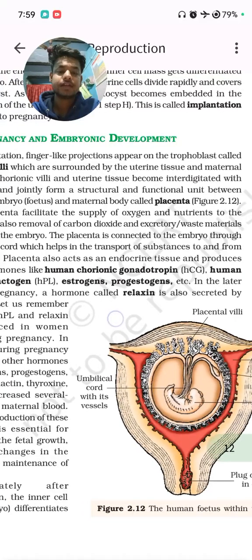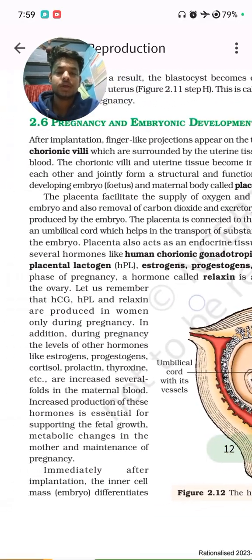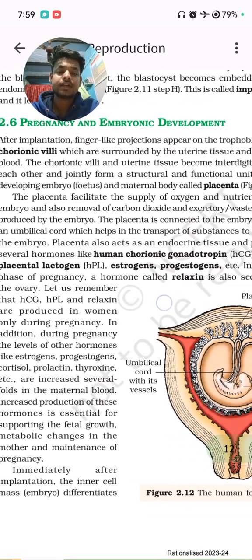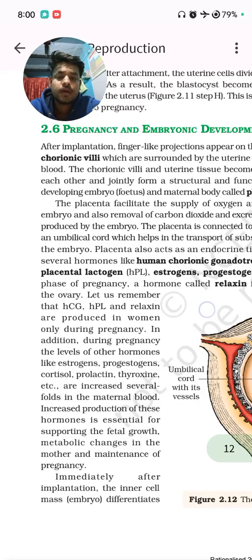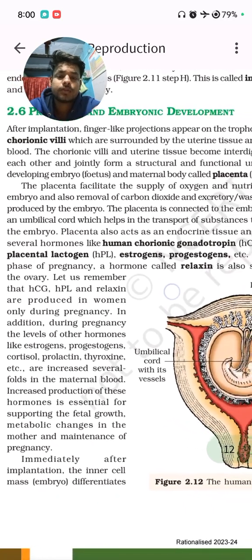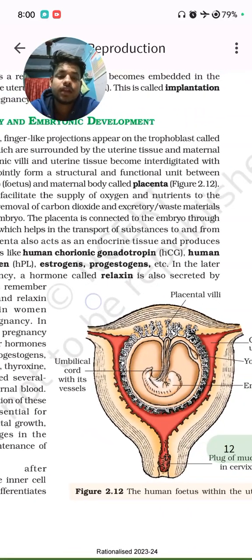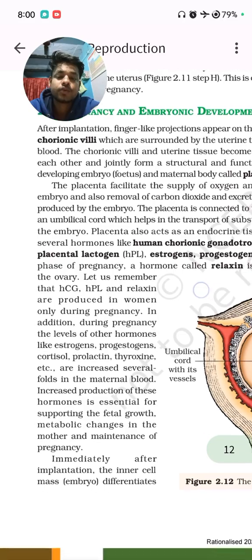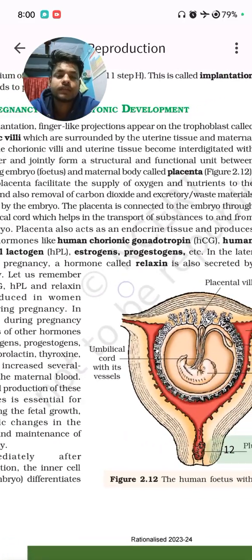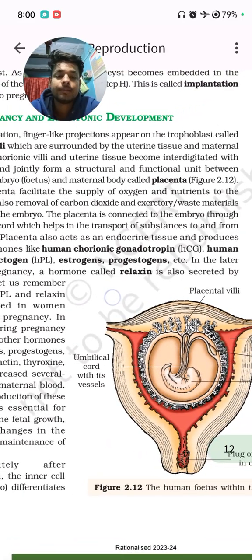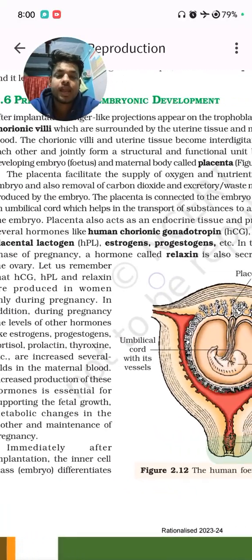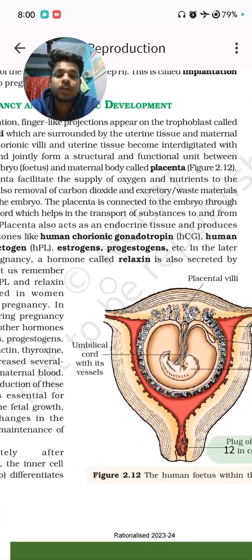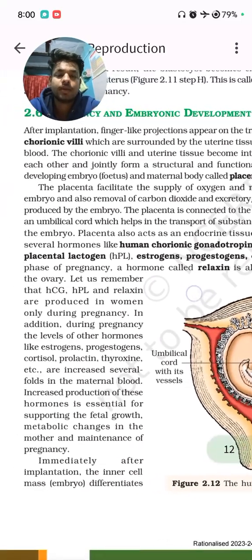placenta. Figure 2.12. The placenta facilitates the supply of oxygen and nutrition to the embryo and also the removal of carbon dioxide and excretory waste material produced by the embryo. The placenta is connected to the embryo through an umbilical cord, which helps in the transport of substances to and from the embryo.